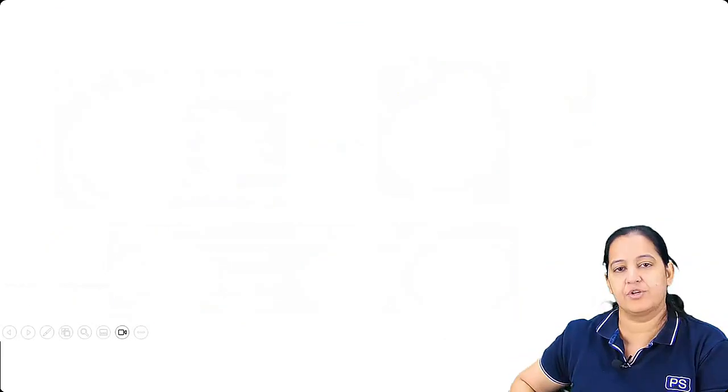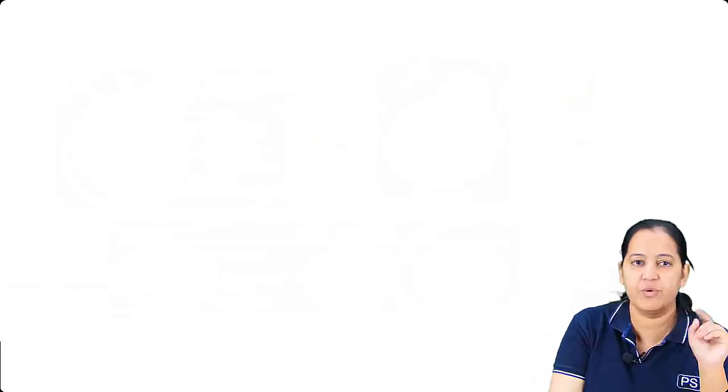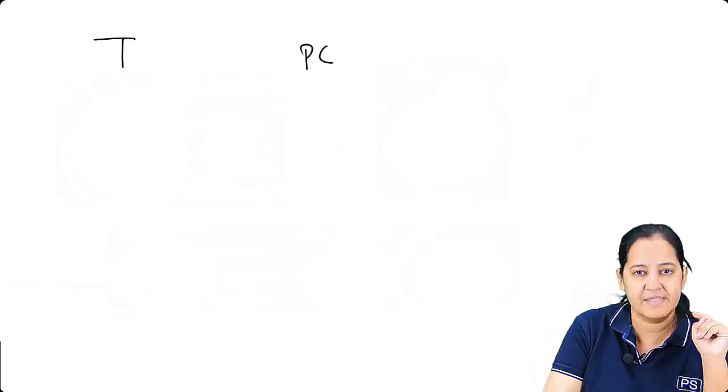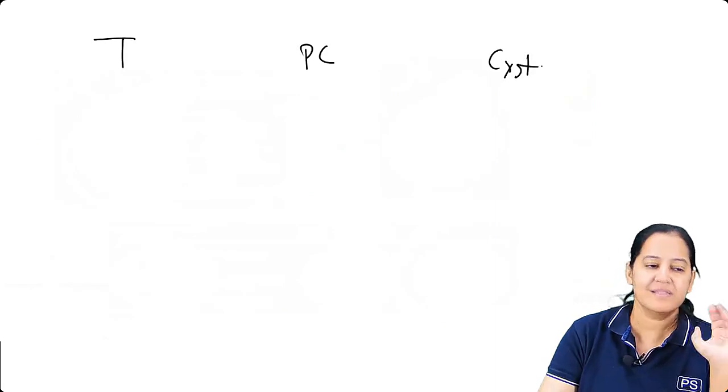Quadrinucleate cyst is the mature cyst. I am drawing all three. If you wish, you can draw with me. Trophozoite, precyst and cyst. Just learn the important point.